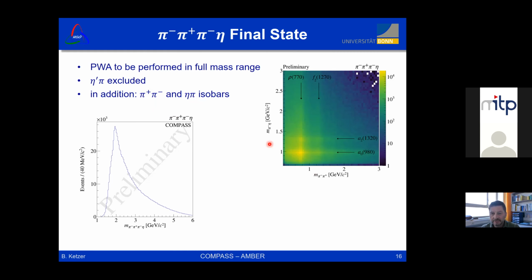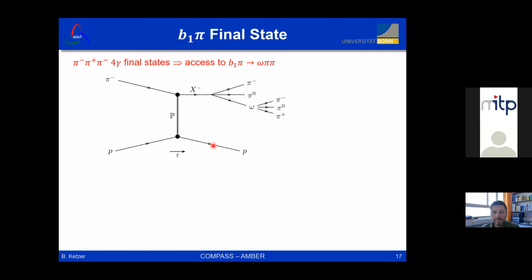And if you look in the correlation plot, note that this is not a Dalitz plot. It's the mass of pi minus pi plus versus the mass of pi minus eta, and you see several lines here. That basically tells you what will be the dominant decays, which I list down here, which we will have to include in our partial wave analysis, which is about to start.